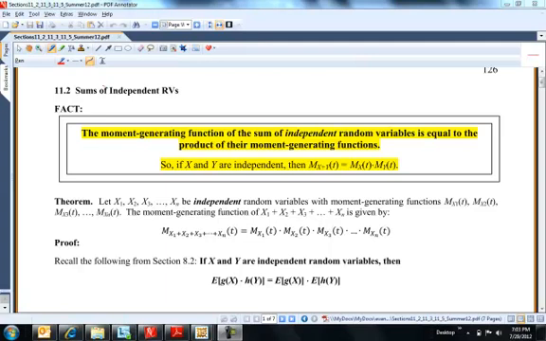Let me see. So to me, this is the big reason why we have moment generating functions.